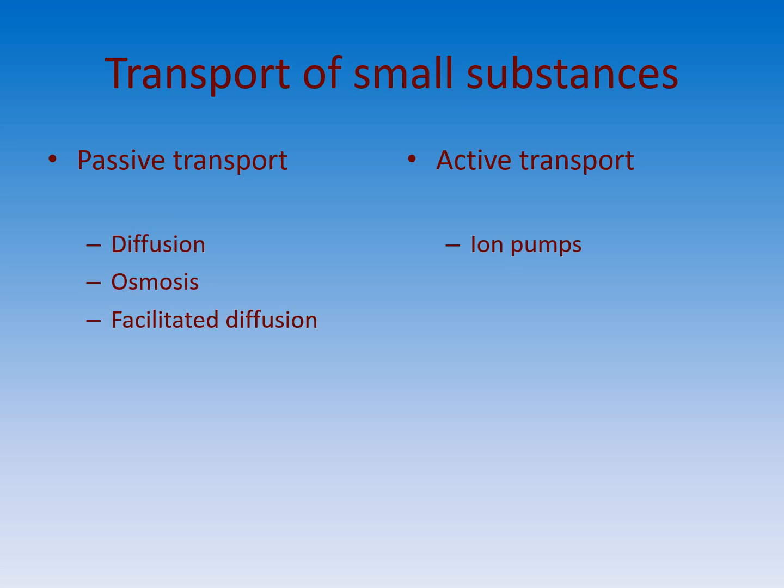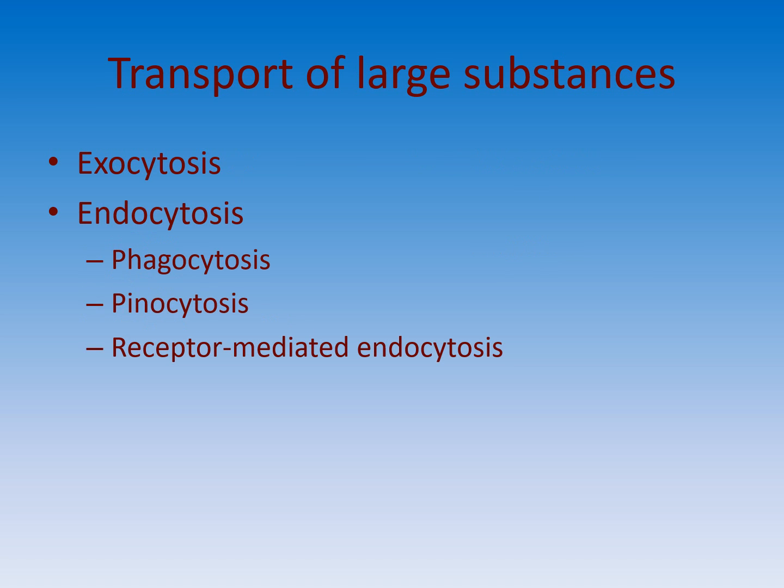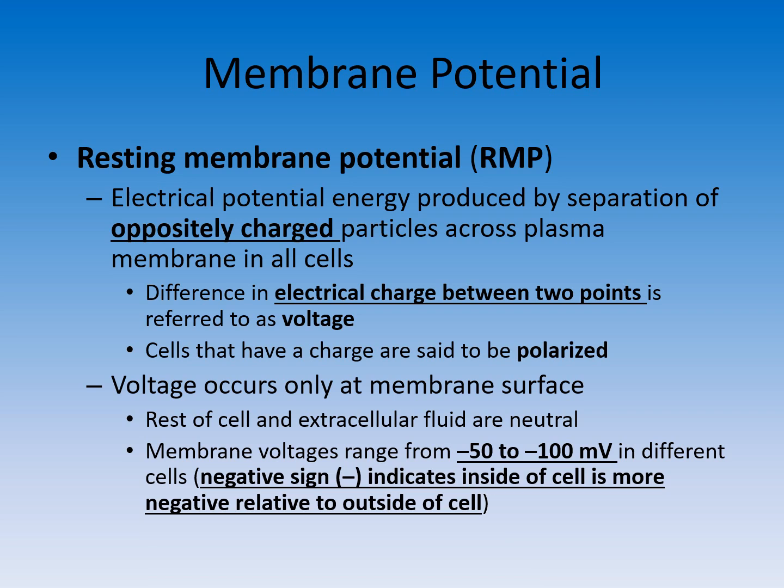And then active transport, you're moving against the concentration gradient. This is where you have your ion pump, such as your sodium-potassium ion pump, and it's going to require energy. And then for large substances, if you're moving out of the cell, it's exocytosis. If you're moving into the cell, it's endocytosis. Phagocytosis is solid, pino is liquid, and receptor-mediated is very, very specific.